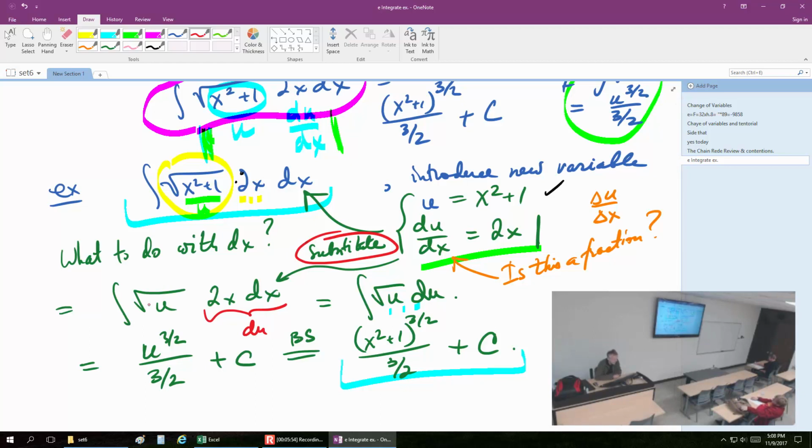That's the first part of the substitution, and the second part is what to do about dx. That cannot be left alone. If you look at this one, this is really not a good thing to have. You certainly cannot do anything with it. If you have two variables dependent on each other, u is a function of x, as you can see, and so to integrate it, you have to finish the substitution.